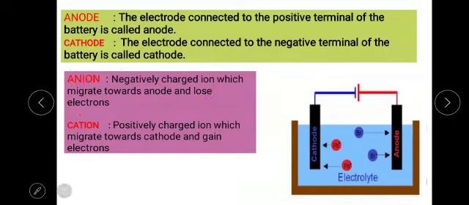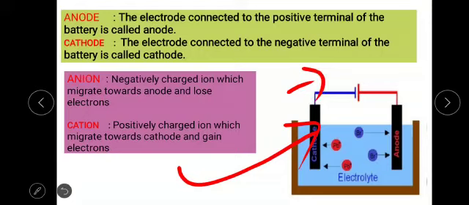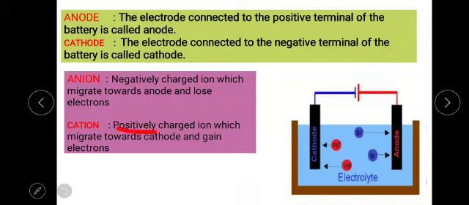The same way, cations means the ions which are moving towards the cathode. Cathode is negatively charged, so towards the negative terminal positive ions will definitely be moving. So the ions which are moving towards the cathode are called cations. So here comes the definition. The positively charged ions which migrate towards the cathode and gain electrons are called cations. The gaining and losing electron concept I will discuss on the next page with electrolysis. I think the definition is very clear for you.